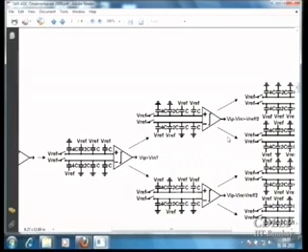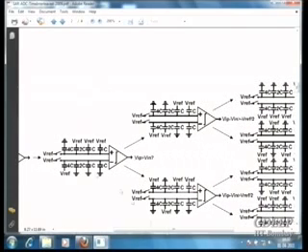Like VIP minus VIN is greater than 0. It's better you write it this way: is VIP minus VIN, which is VID, greater than 0? If the answer is no, it will go here. If the answer is yes, it will go here. Again here, whether VID is greater than minus VREF by 2. If the answer is no, it will go up, and if it is yes, it will go down.